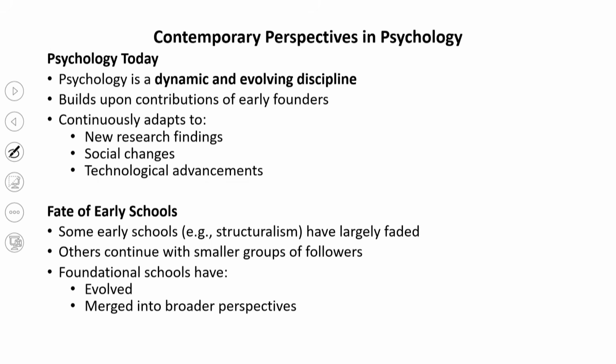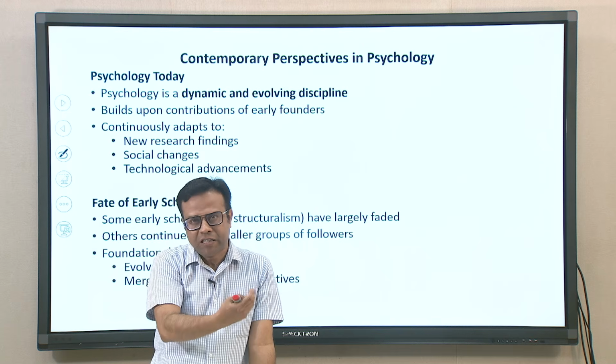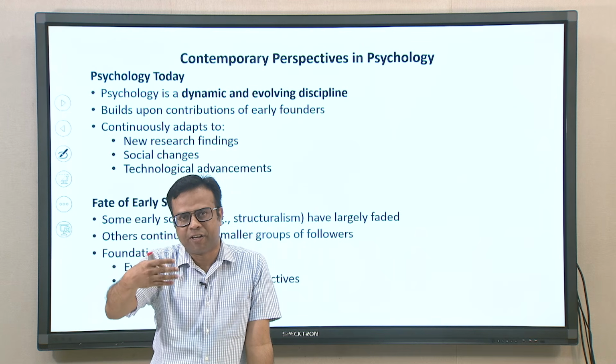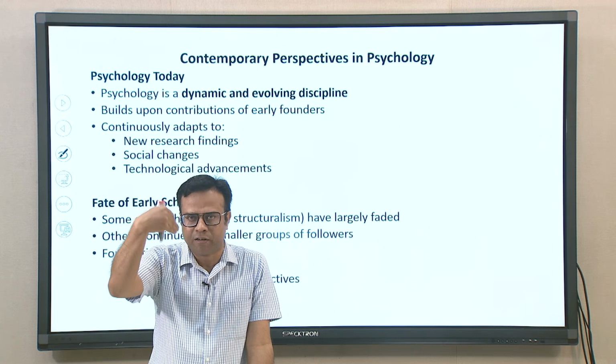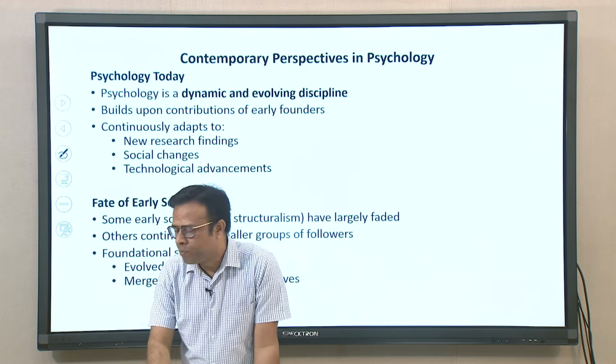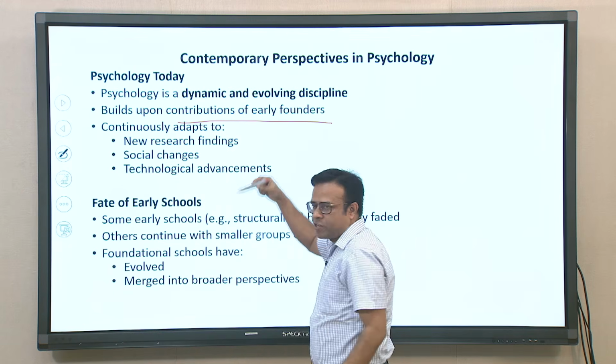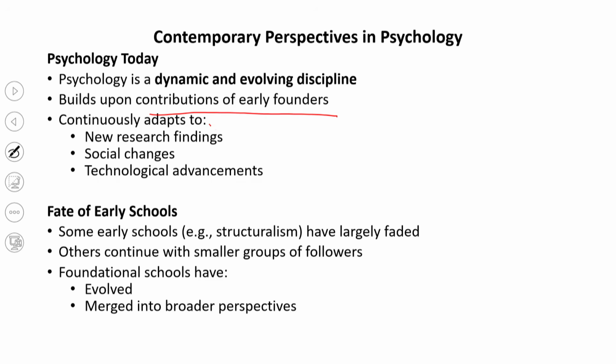If you look at today's world, what are the perspectives of psychology? In today's psychology, it is a more dynamic and evolving discipline. All these schools of thought evolved. Some schools declined simply because they did not have the necessary evidence in newer research. Built upon the contributions of early founders, psychology evolved, continuously adapting to newer research findings, social changes, and technological advancement, and the content and thoughts also evolved.